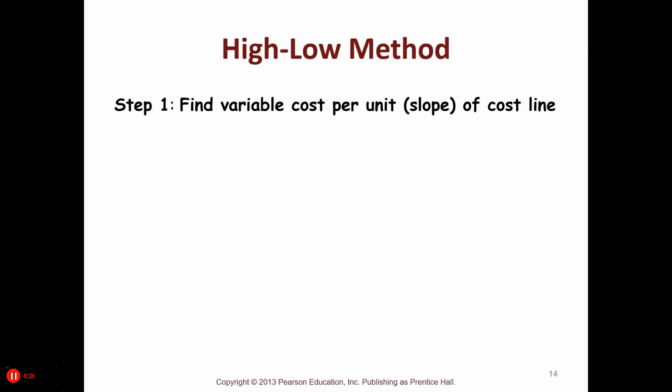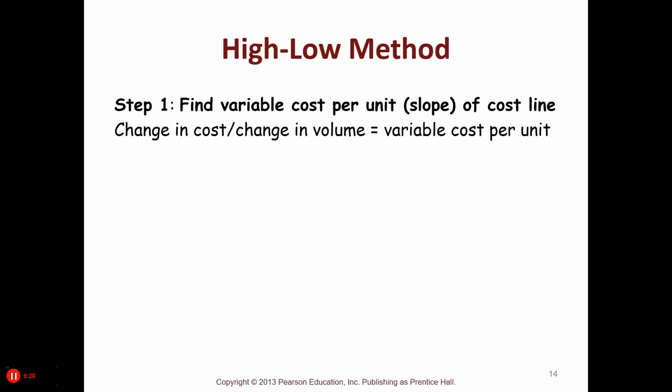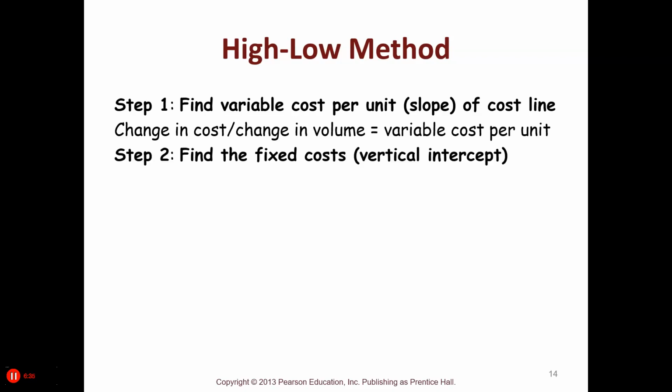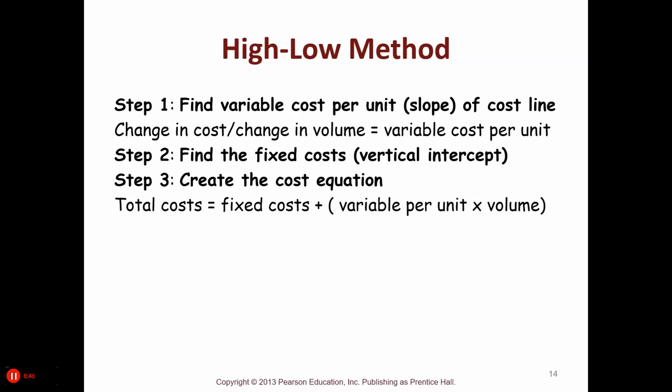Step 1, we find the variable cost per unit of the cost line. It's the change in cost divided by the change in volume equals variable cost per unit. Next, we find the fixed costs, and we can do that based on figuring out the variable cost per unit. We create the cost equation, and then total cost equals fixed cost plus variable cost per unit times volume.